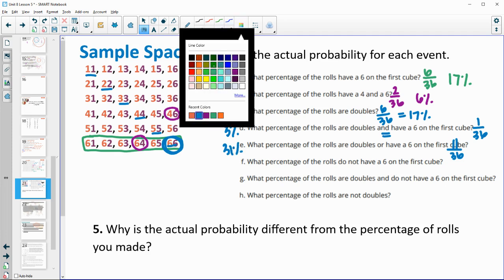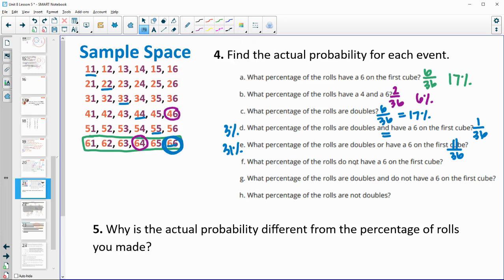What percent of the rolls do not have a 6 on the first cube? Okay, do not have a 6. Well, 6 of them do have a 6, so 30 of them do not. So 30 out of 36, and that's going to be 83%.